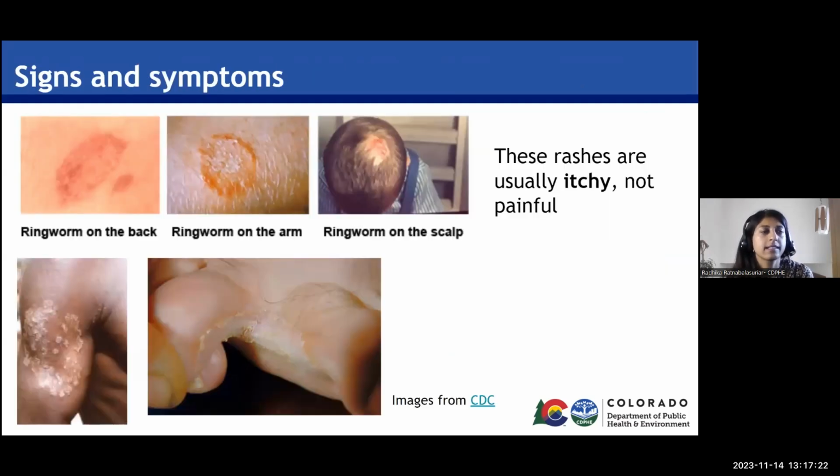Here are some of the signs and symptoms of this infection. So some pictures of ringworm on the back, on the arm, or on the scalp. And you want to think of these rashes as itchy and not painful. Next slide, please.